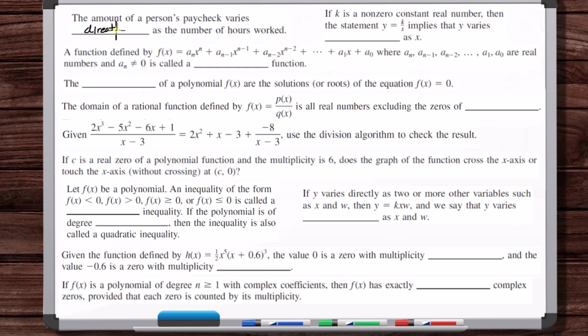Varies directly. If k is a non-zero constant real number, then the statement y is equal to k over x implies that y varies, and this is just a coincidence that these two happen to be the same topic, y varies what as x? It varies inversely.